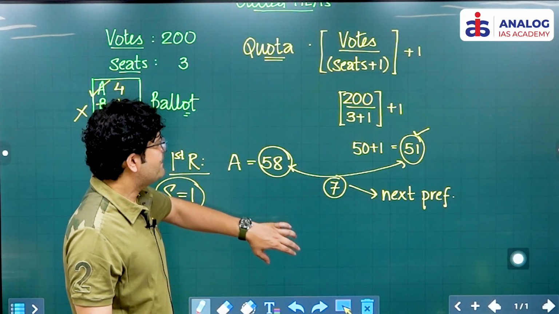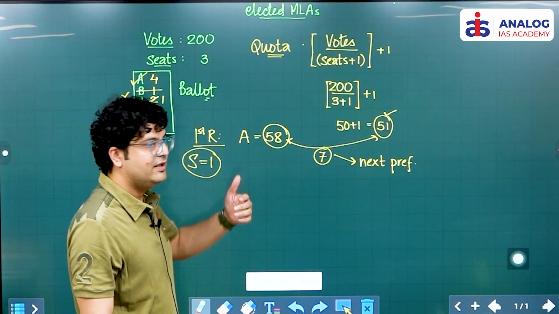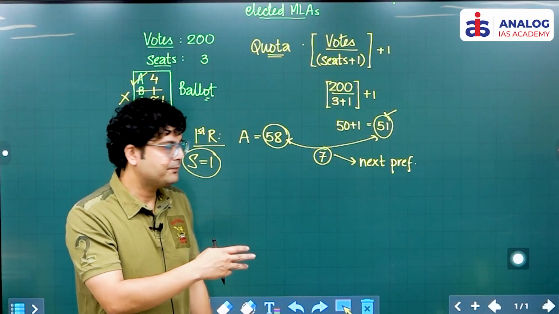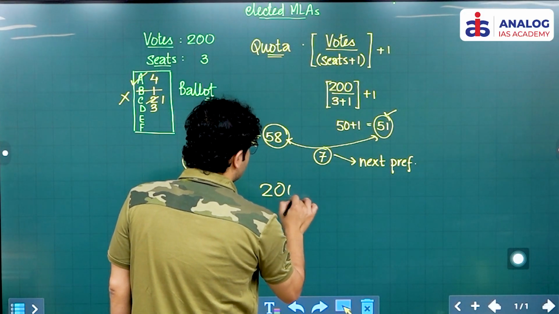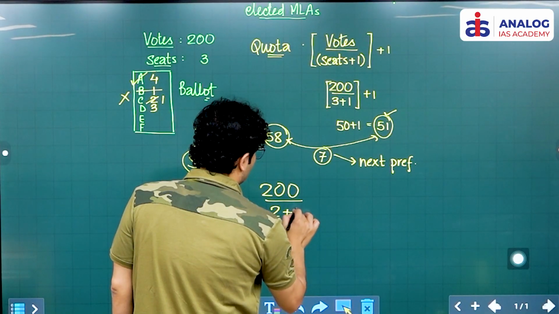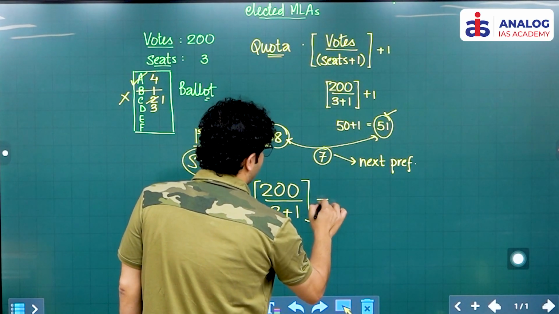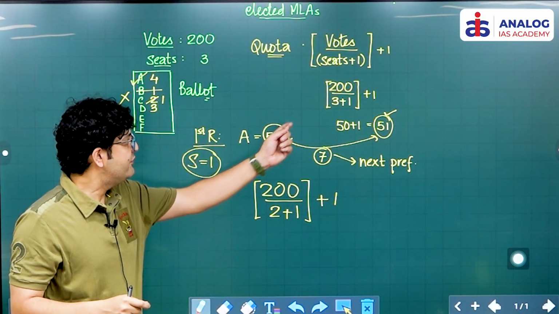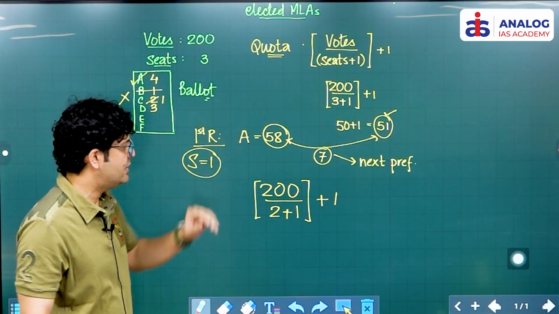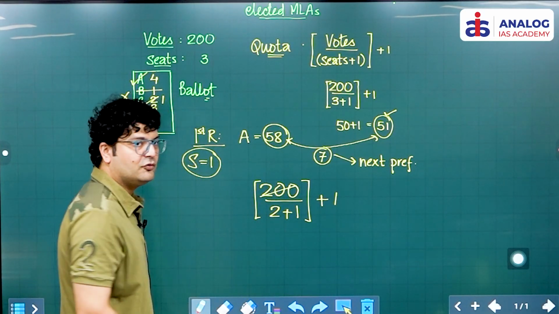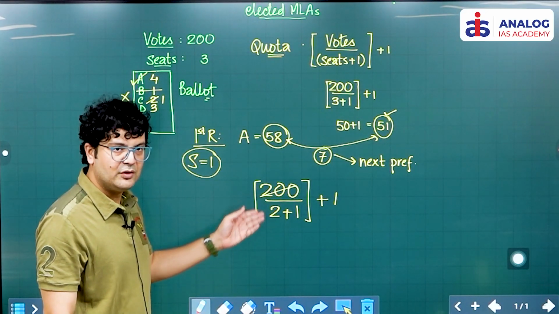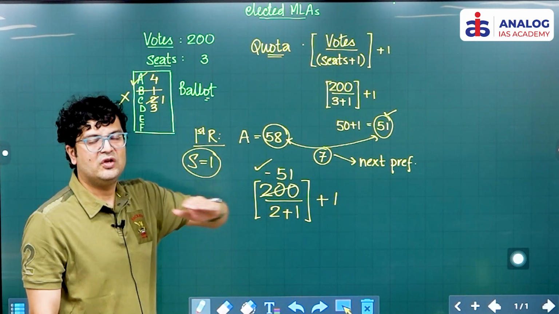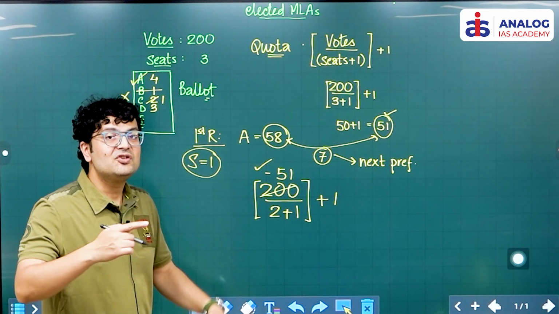Now see, you have to understand, as we proceed further to seat 2, we only have 2 seats left for election because 1 seat is gone. So now it should be 200 upon 2 plus 1, plus 1. Next quota should be this. But actually, please also realize that a lot of votes are gone. Their votes have been calculated. So we have to change this number also. This number also gets reduced because 51 are gone. These votes have already been cast in favor of A, who has won the seat. So the quota would keep on changing.